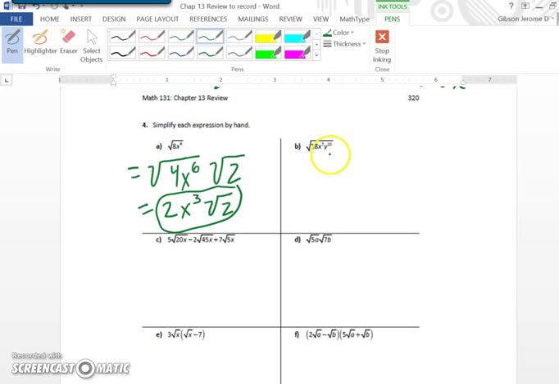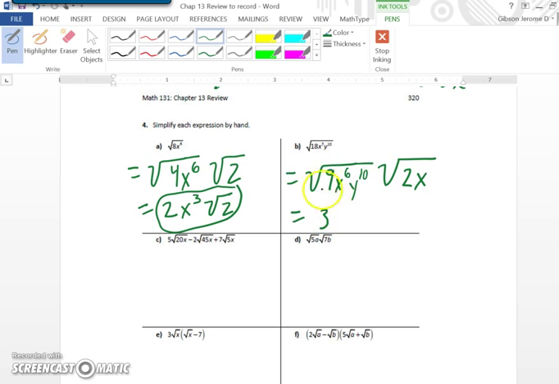Now we come to 4b. We do the exact same thing. We pull out all perfect squares, and everything that's left goes into this other radical. The highest perfect square in 18 is 9. The highest perfect square in x to the 7th is x to the 6th. And the highest perfect square in y to the 10th is y to the 10th. Now what's left over, we would have 2 and x left over.